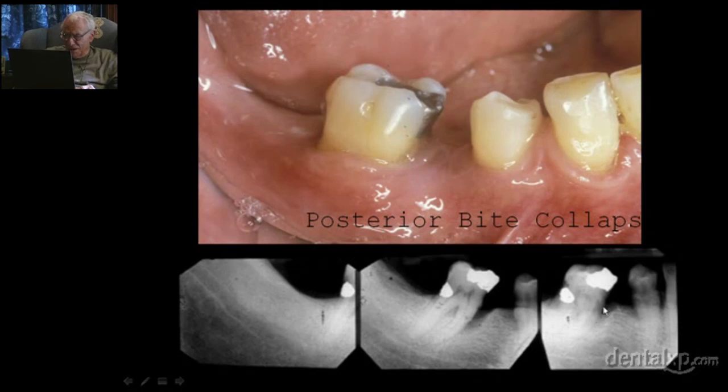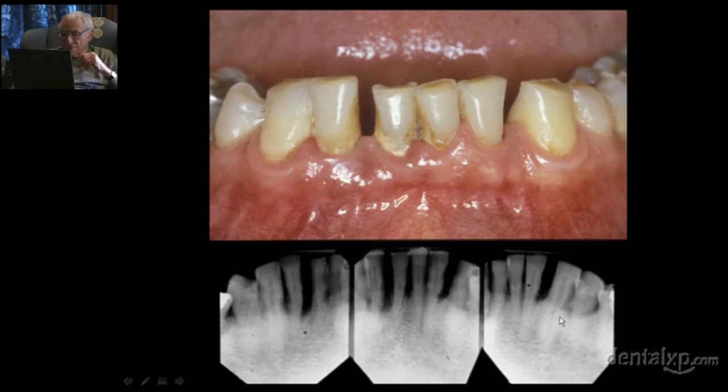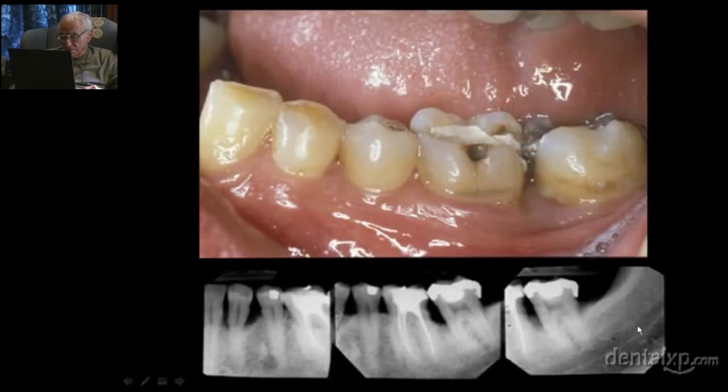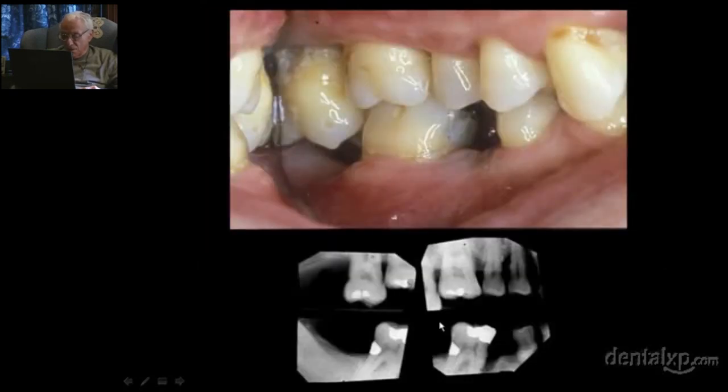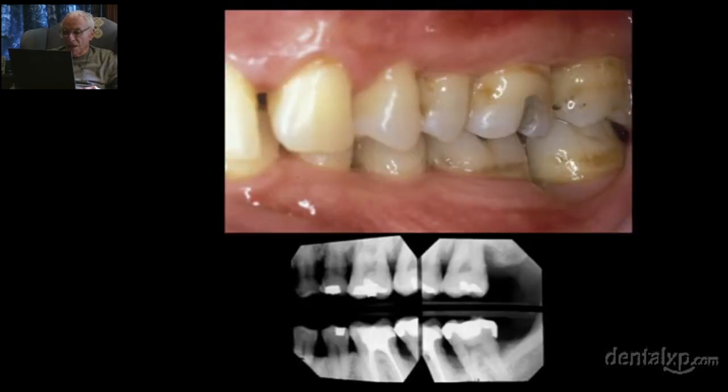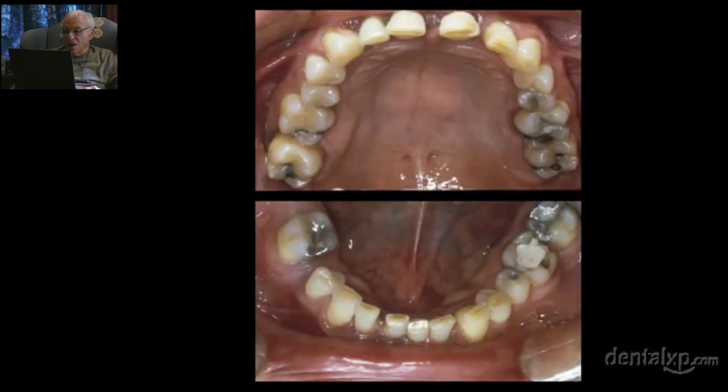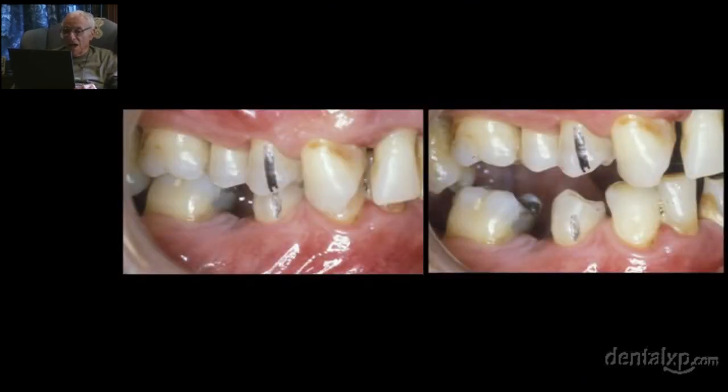Infrabony pockets present. Lower anterior teeth, again, an infrabony pocket, which we'll look at for a specific purpose as we go along in therapy. Bite wings, illustrating arch form, ovoid arch forms, and first contact in ICP.